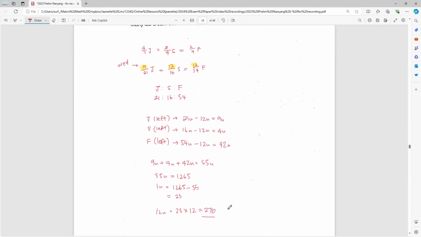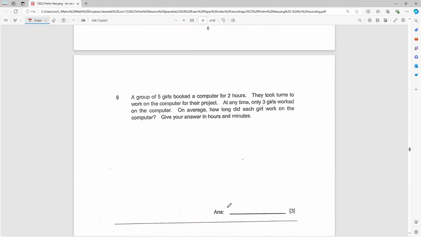Okay, now moving on, question 9. A group of 5 girls booked a computer for 2 hours. They took turns to work on the computer for their project. At any one time, only 3 girls worked on the computer. So on average, how long did each of them work on the computer? Give your answer in hours and minutes. Okay, so you have 5 girls. Let's say that's 1, 2, 3, 4, 5. The total time given is 2 hours. Okay, let's change to minutes first. 120 minutes, they are supposed to share that 120 minutes, right?